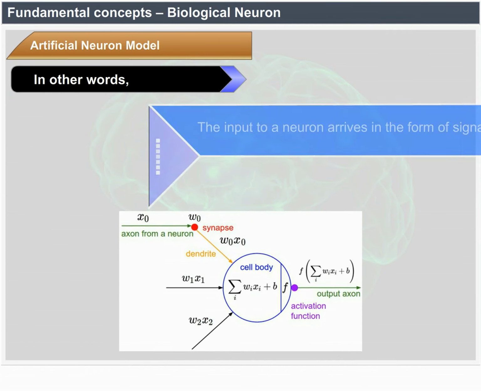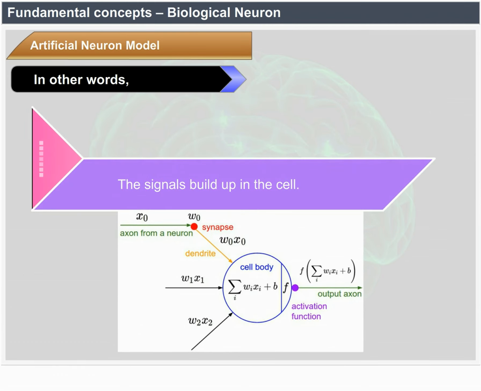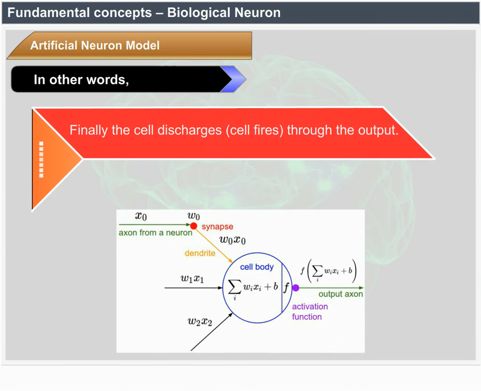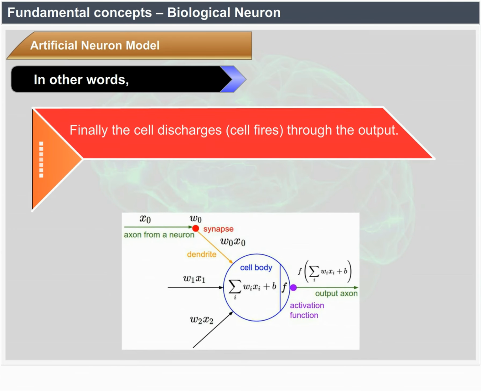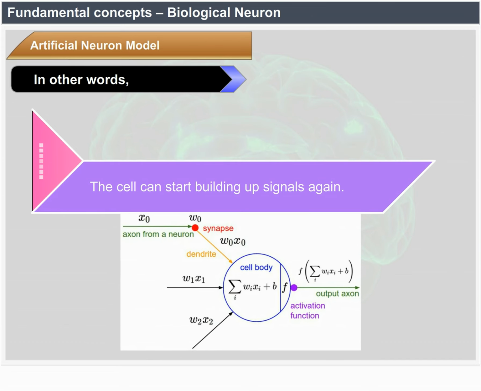In other words, the input to a neuron arrives in the form of a signal. The signal builds up in the cell. Finally, the signal discharges cell fibers through the output. The cells can start building up signals again.